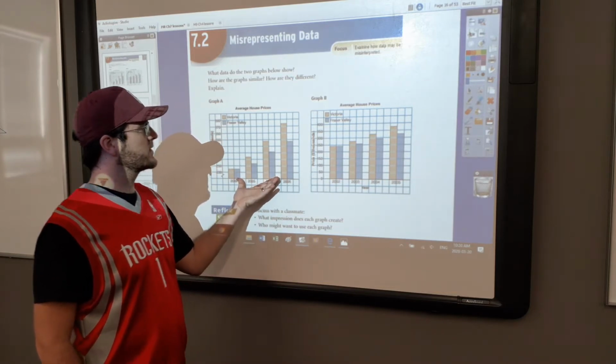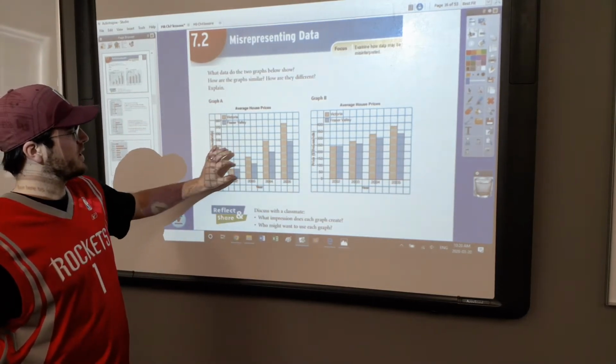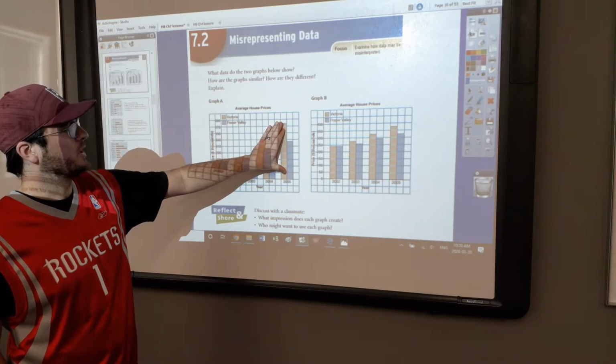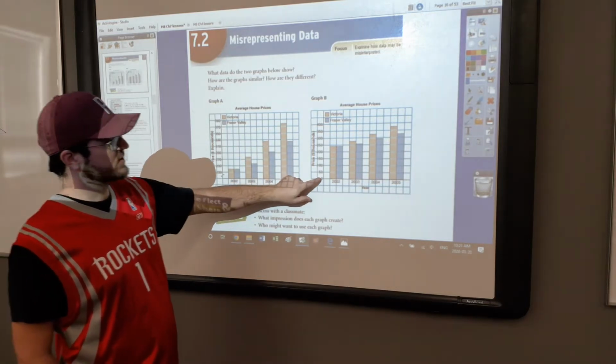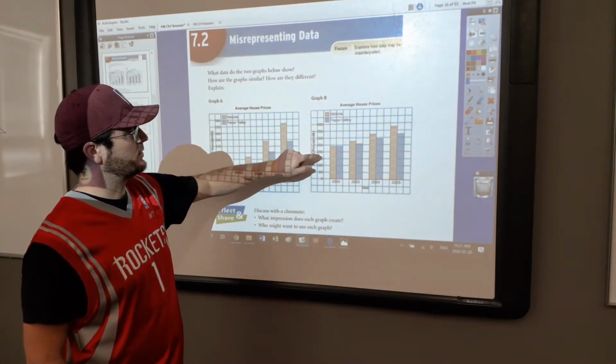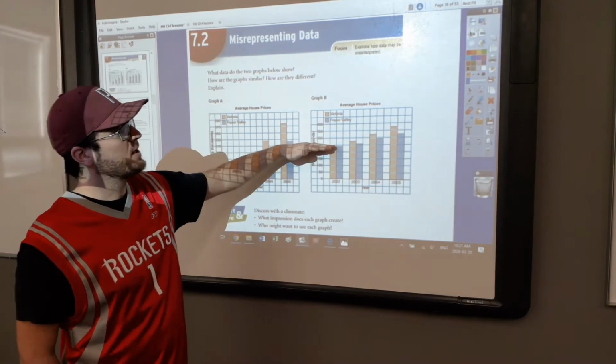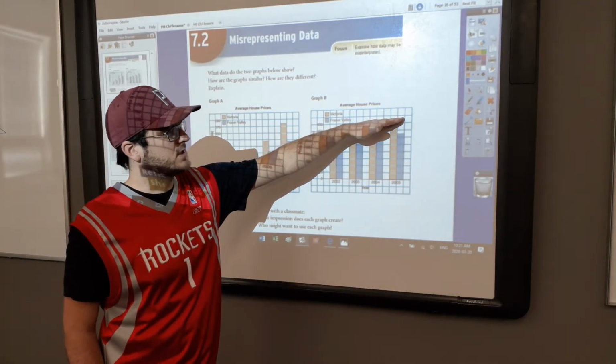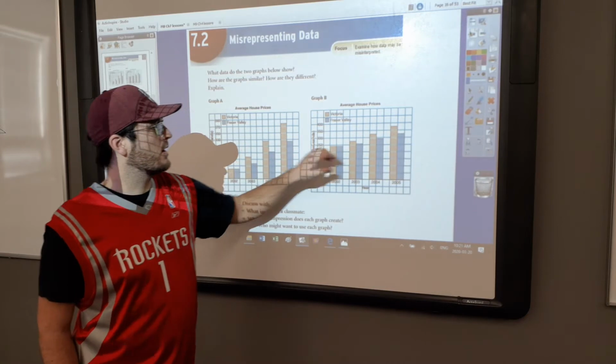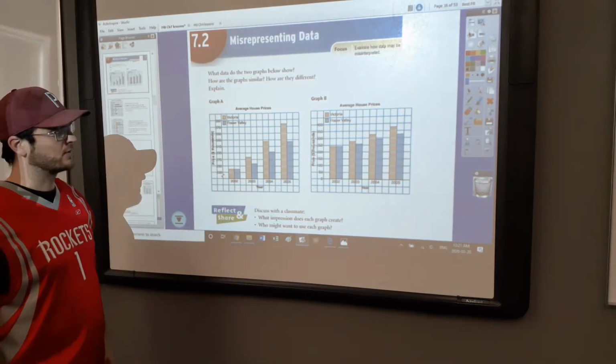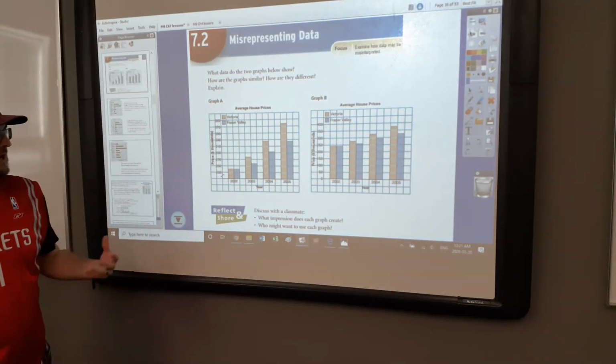This graph looks like Victoria's house prices are rising well above Fraser Valley. Whereas this one, it jumps up by 50, 100, 150, it jumps up steadily. So it is definitely rising in Victoria, but not by as large of an amount. Okay, so that's the impression that's given.